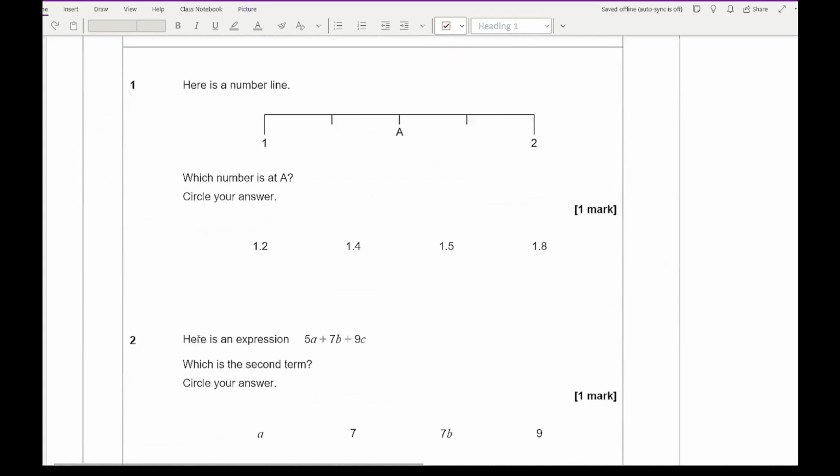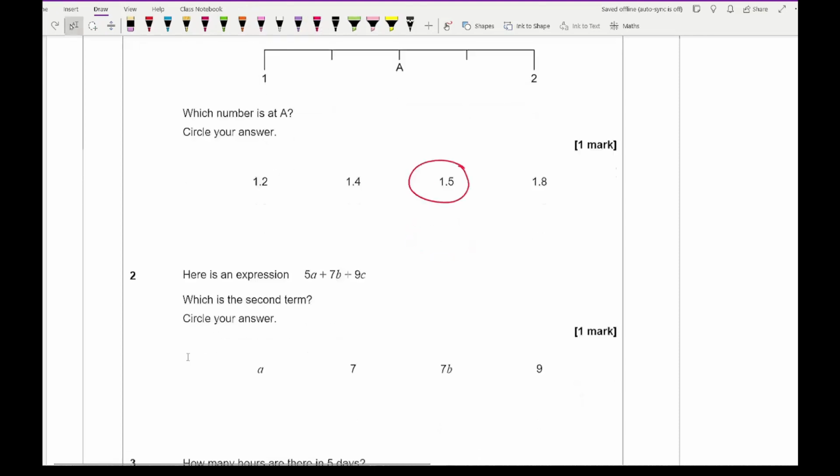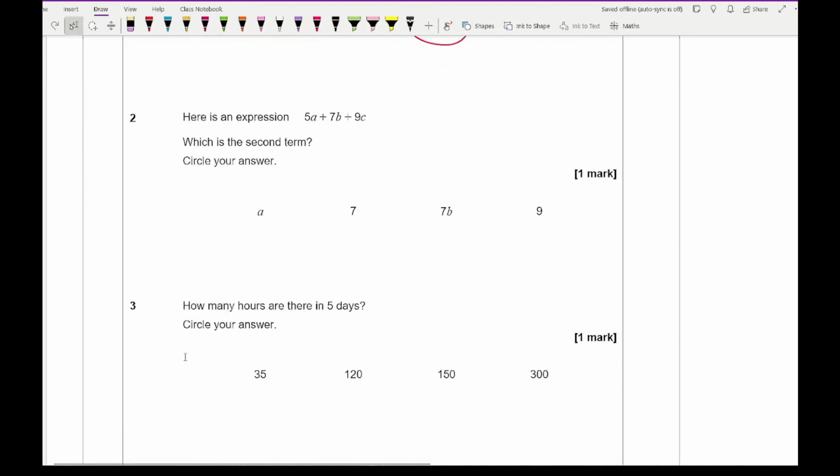So looking at question 1, it says here is a number line and it says which number is A. Well, A is in between 1 and 2, and which of these four numbers is in between 1 and 2? Well, it's going to be 1.5. Then for question 2, it says here is an expression 5a plus 7b plus 9c, and the question is asking which is the second term. Well, our first term is 5a and our second term is 7b.